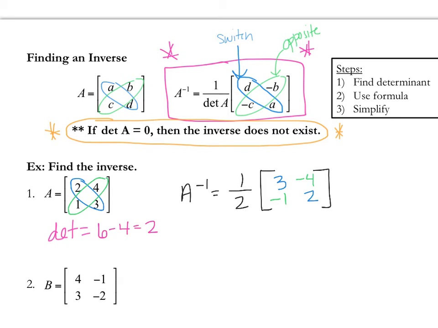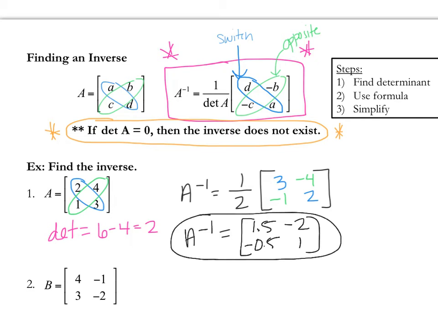And then we just have to simplify this. I do want you to multiply that 1/2 in. For this one, you could give me decimals or fractions. If it's a weird fraction, weird decimals, just leave it in fraction form, but I'm going to do decimals for this one. So this is 1.5, -2, -0.5, and 1, and that would be what the inverse of A is.